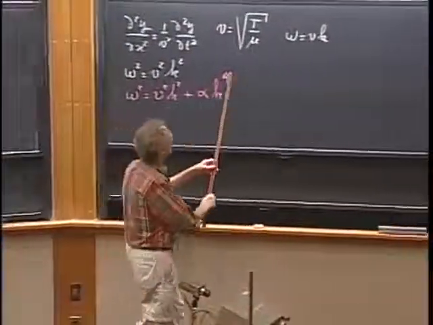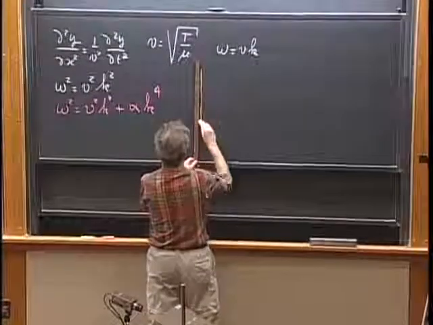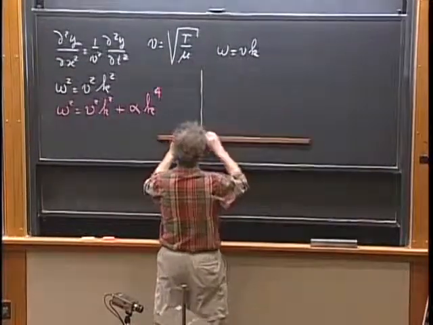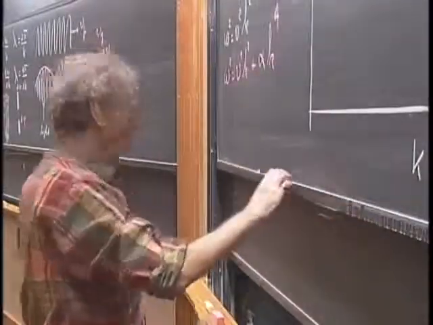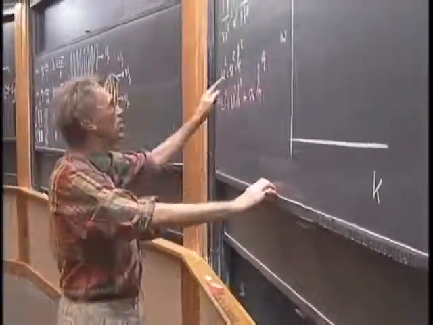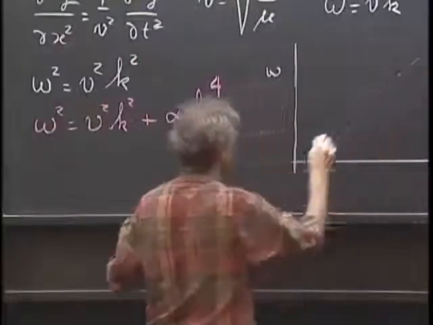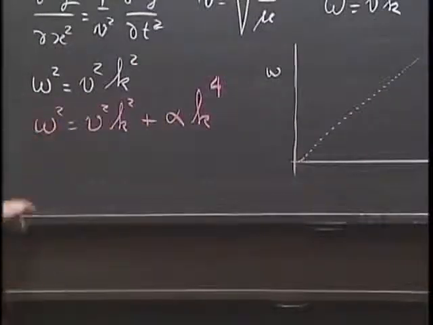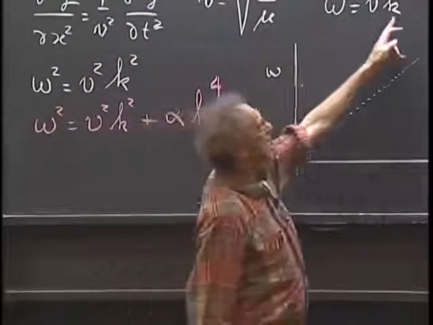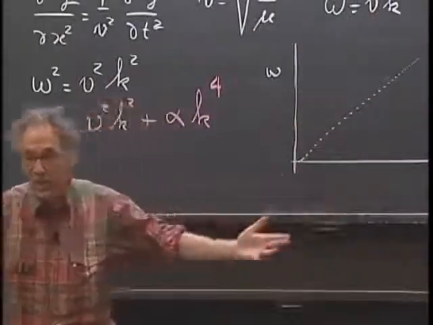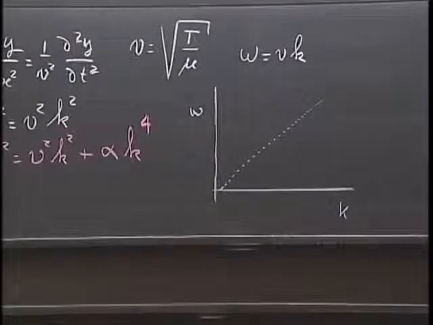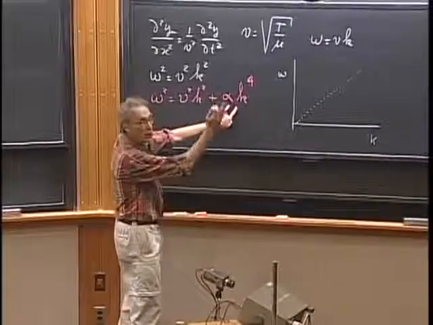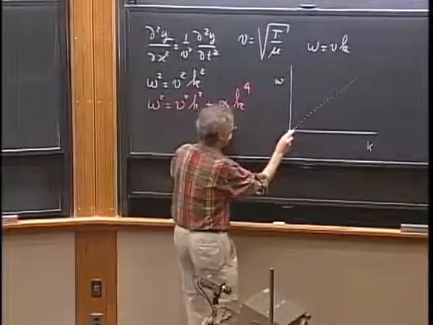So let's have here omega, and let's have here k. What we had before, when we only took the tension into account, we had this. Omega is linear with k. And that slope is the phase velocity. It's also the group velocity. All wavelengths have the same speed. But now, because of this term, it's going to curve up, because alpha is positive. So now you're going to get this.